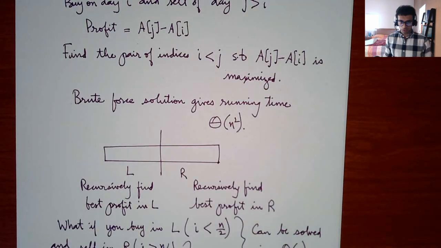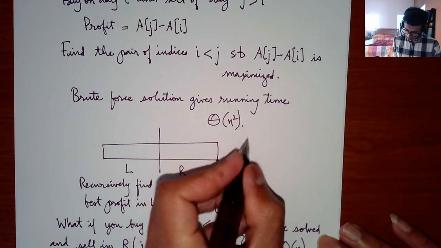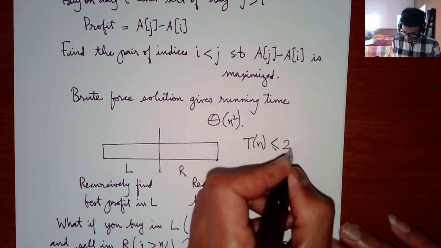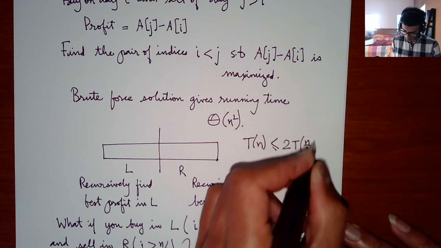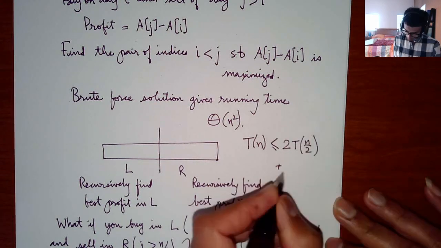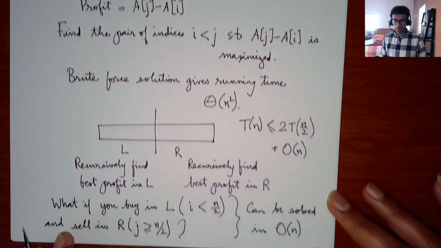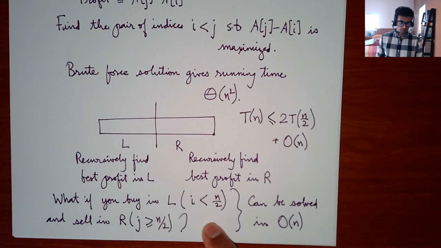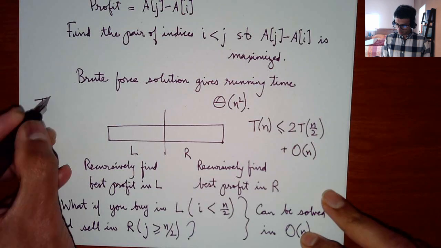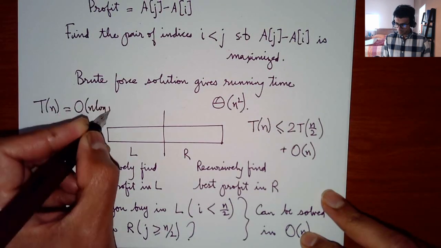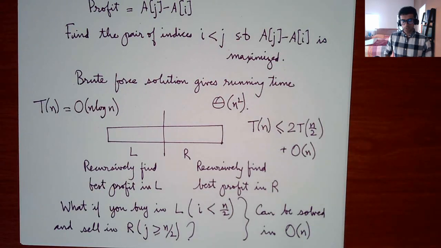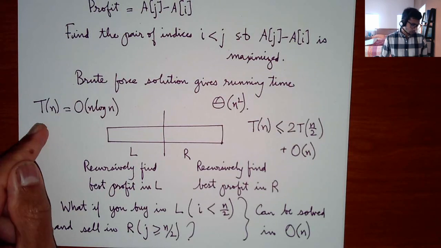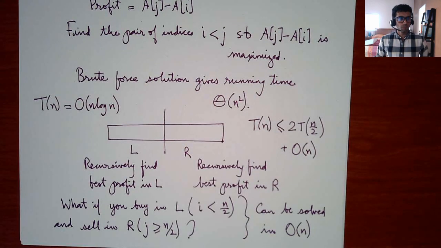If you write down the recurrence for that divide and conquer solution, you'll get this. This is for the two recursive calls for the left and the right. And the O of n is to solve the last part, where you buy in the left and sell in the right, and then combine to get the max profit. If you solve this, what you get is that T of n is O of n log n. This is not that easy. You have to sit down and write it out. But if you do, you will see that using divide and conquer, T of n is O of n log n.